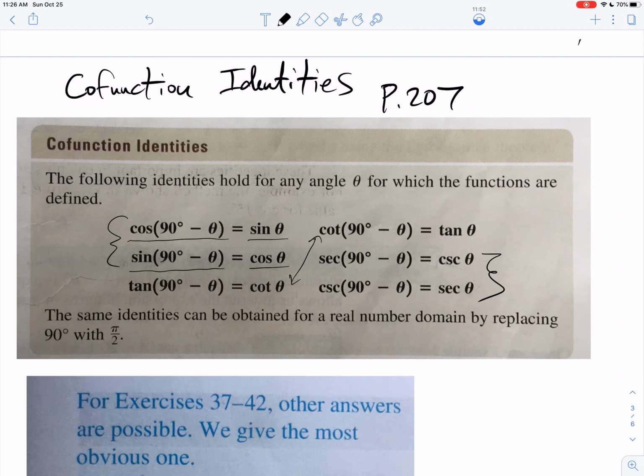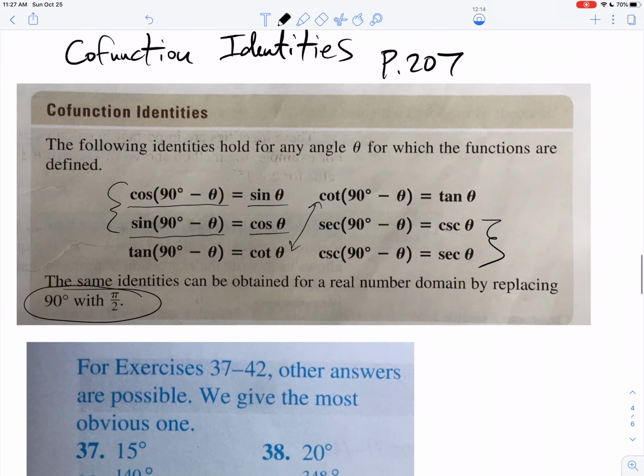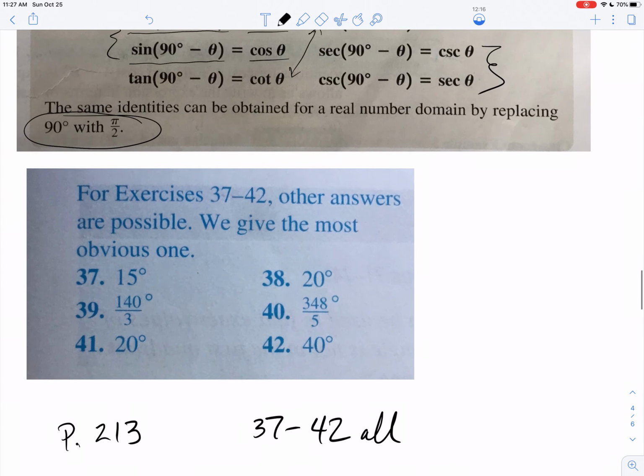And in the book it says these same identities can be obtained for a real number domain by replacing degrees with radians. You could write it with radians. It would still be the same thing. So you're going to see some of the questions they have written could have a theta that's a degree measurement, or it could be a pi over 2 type thing. But look at the answers that we have. All of these ones are going to be in degrees.